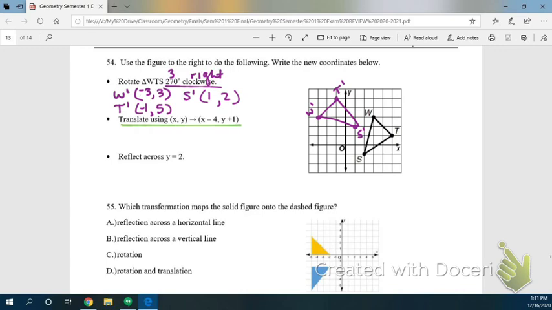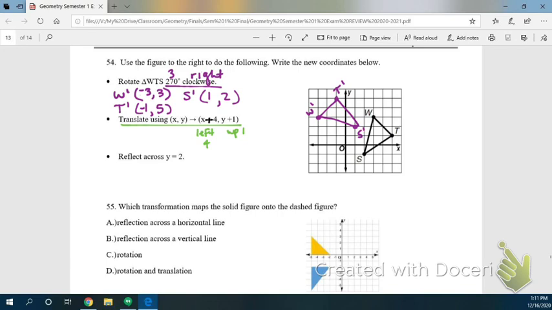Once you have that, you're going to take your most recent, and they want you to translate it. That x minus 4 means left 4. Y plus 1 means up 1. Left 4 and up 1. All right, I lied to you guys. This should have been an x plus 4.